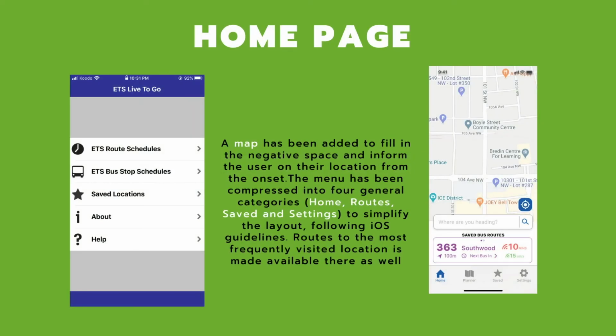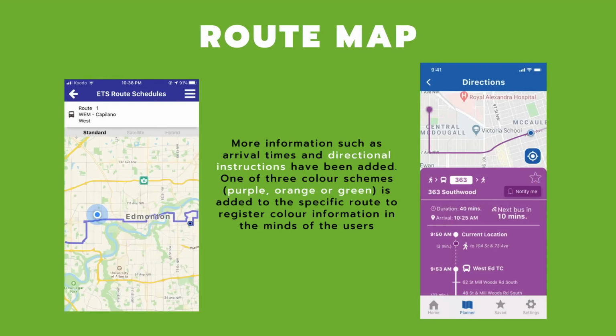For the home page, a map has been added to fill in the negative space and inform the user on their location from the onset. The menu has been compressed into 4 general categories: home, routes, saved, and settings, to simplify the layout while following the iOS guidelines. Routes to the most frequently visited location is made available there as well.